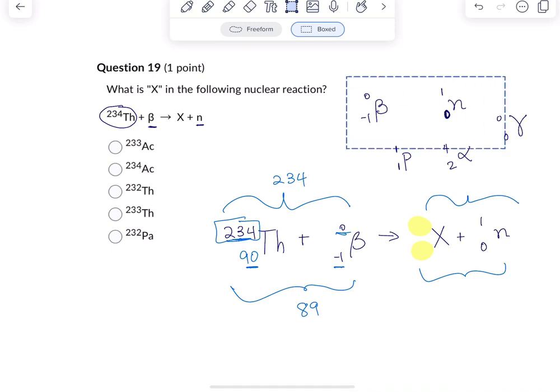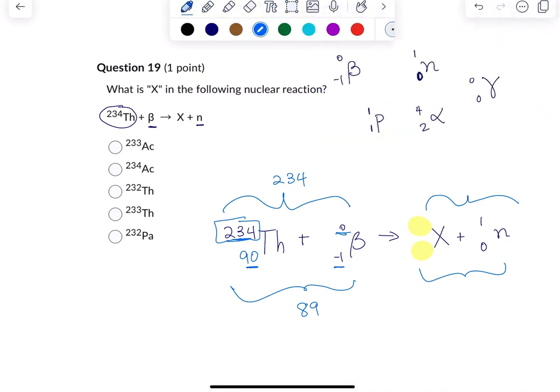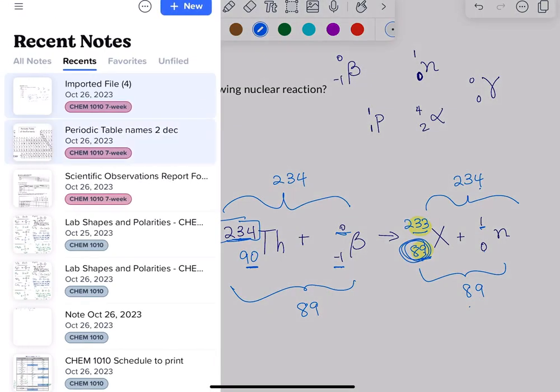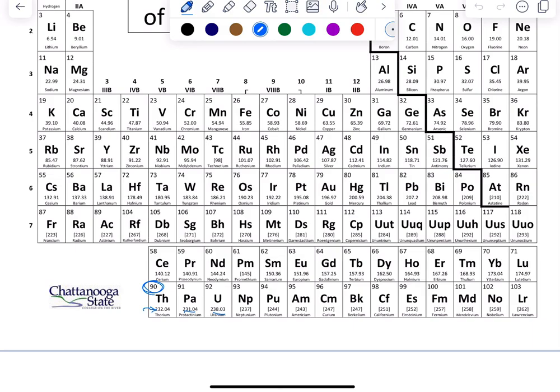And now I come over here to this side. The top has to add to 234 and the bottom has to add to 89. That means this bottom number has to be 89 plus 0 is 89, and the top number has to be 233 plus 1 is 234. The bottom number of 89, let me go back to my periodic table. Atomic number 89, let's see, there was 90. 89 is up here. It's the AC symbol. Actinium. All right, so that's actinium.